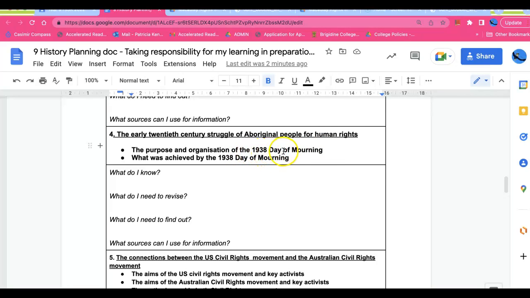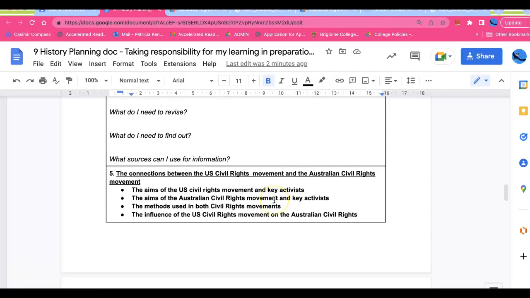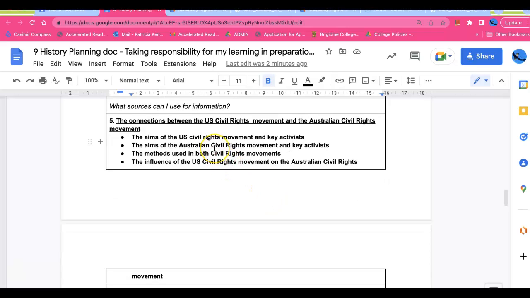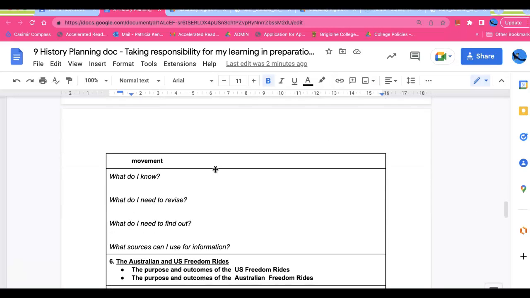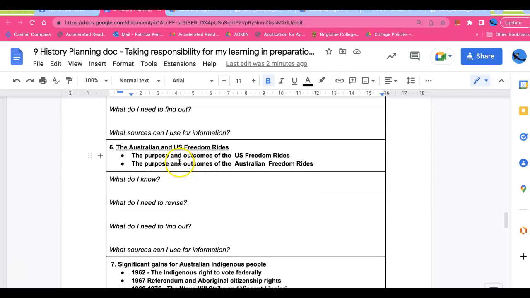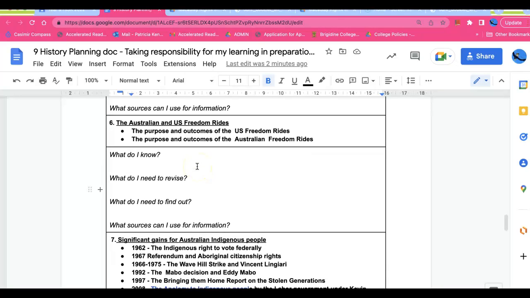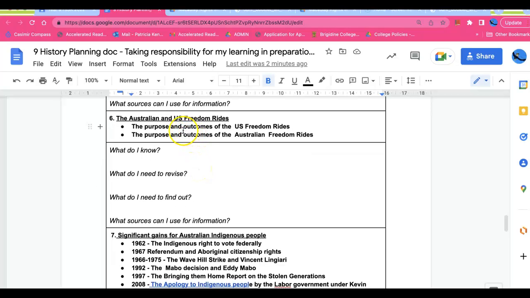Look at the 1938 Day of Mourning. What was achieved by the 1938 Day of Mourning? Five, the connections between the US civil rights movement and the Australian civil rights movement. We've got all these dot points. Topic 6, the Australian and the US freedom rides. You should be able to talk or write about the purpose of the freedom rides in both the US and Australia, and to understand the influence of the US freedom rides on Australia.